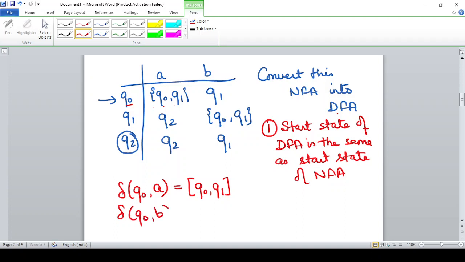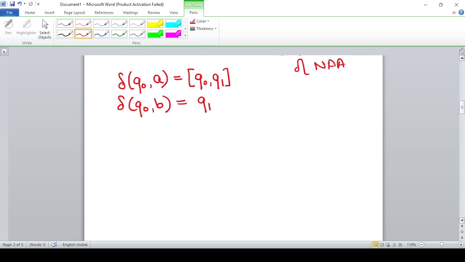Then we give the second input. All inputs we give on the initial state. So on Q0, you give B, you are going to state Q1. Now once you have written the transitions for all input symbols for the initial state, you will get certain things on the right hand side. Whatever you are getting on the right hand side, take it one by one and give all inputs to that particular state. The first I take is Q0 Q1.